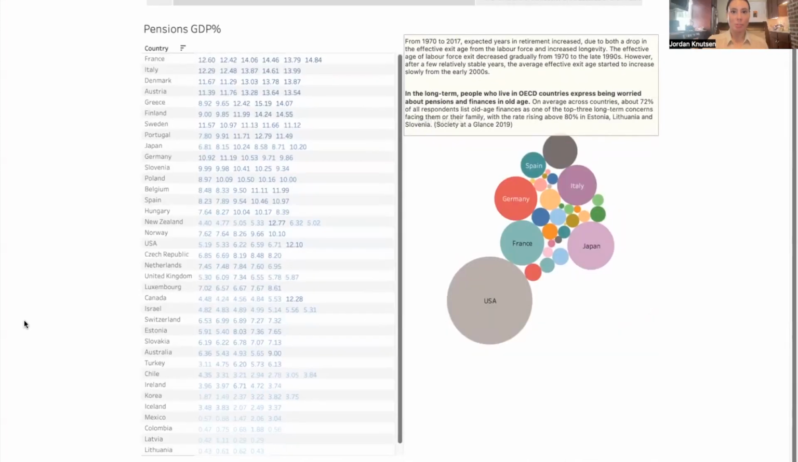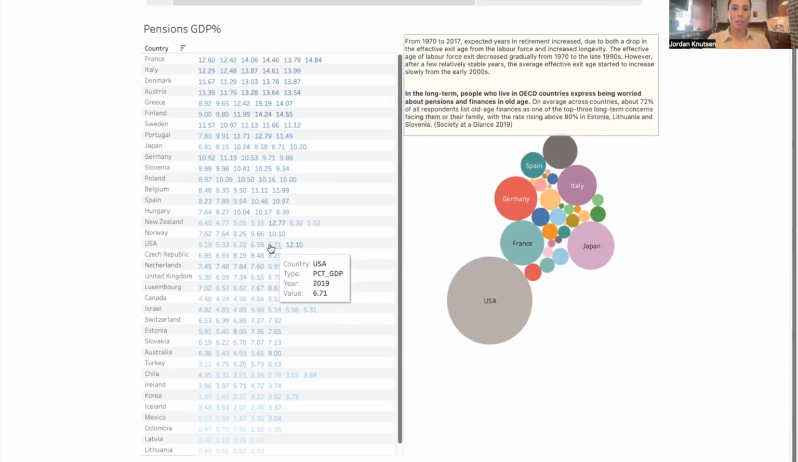Next up, we see pension spending, which refers to expenditures on old age and survivors' pensions. Looking at the chart, we can see pension spending as a percentage of GDP. The top spenders are France, Italy, Denmark, and Austria, who from the year 2000 to 2020 look to be spending about 12% to 14% of their GDP. Further down the chart, we can find the United States, who from the year 2000 to 2019 was spending about 5% to just under 7% of their GDP on pension spending.